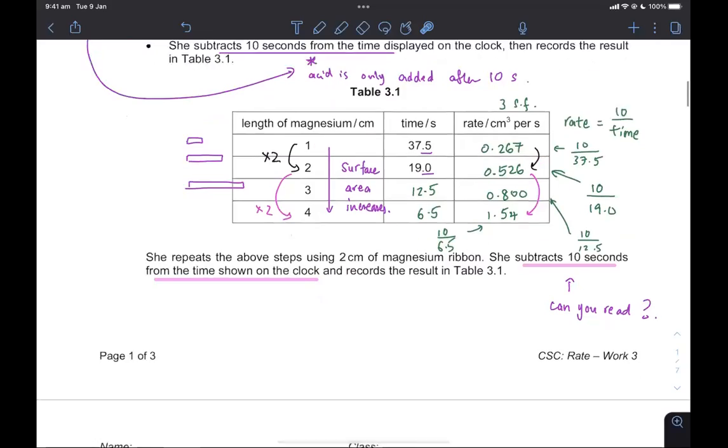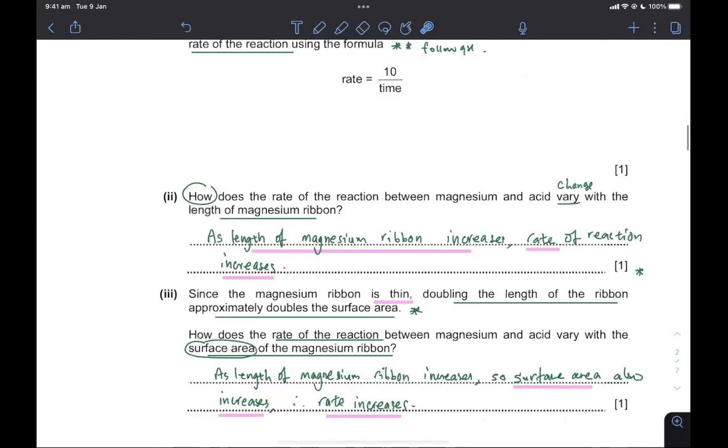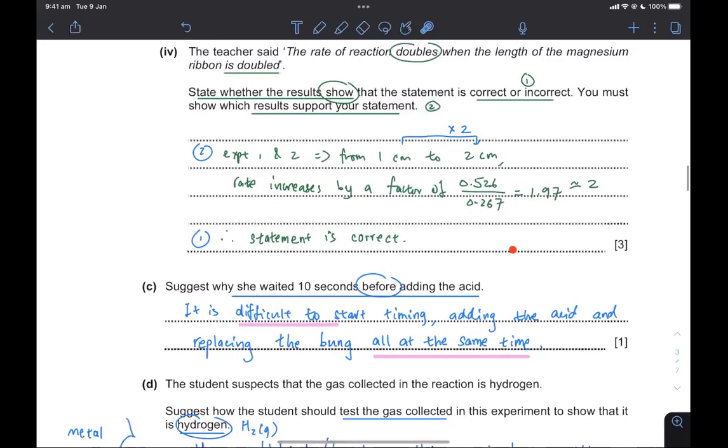Use the table. This is an experimental question. So it's mostly down to the experimental result. It's not theory. It's not explained why. It's explained using the result.